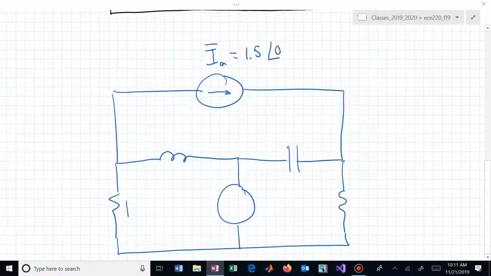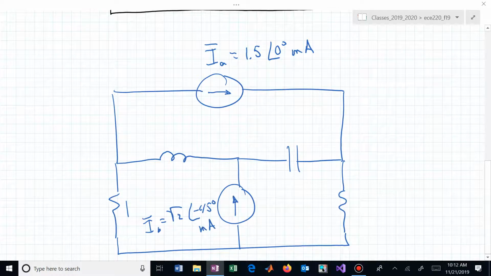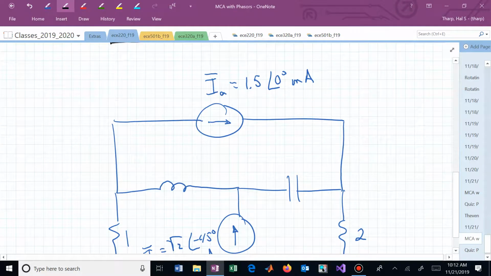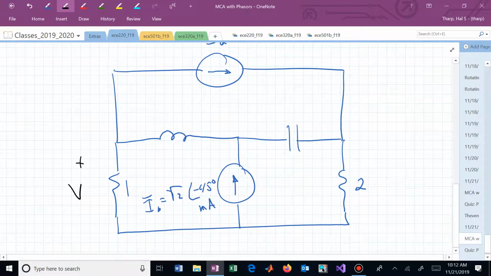I sub A was 1.5 at 0 milliamps. I sub B was the square root of 2 at minus 45 degrees milliamps. This, I think, was 2. We're interested in V1.